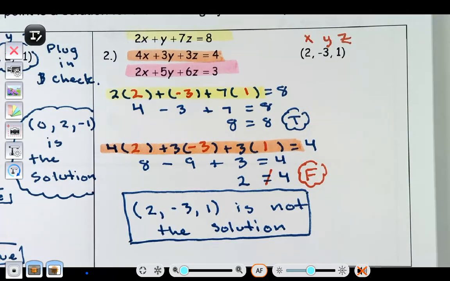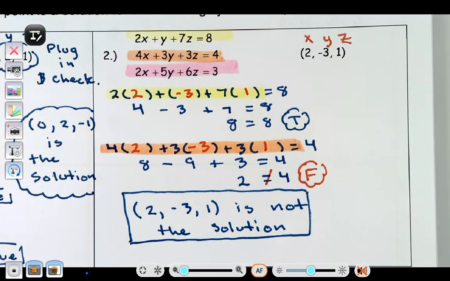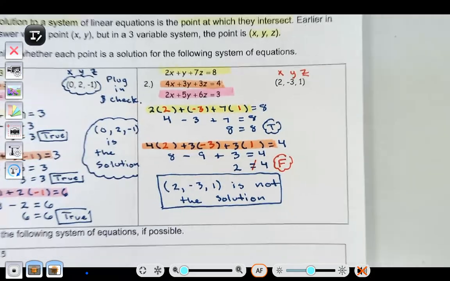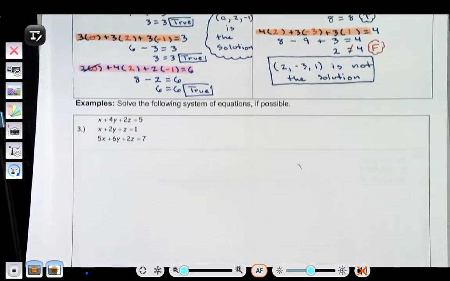Now, these problems were a little bit easier because we were just checking to see if that was the solution. The interesting part comes in when we have to find that point of intersection. So that's what we're going to do now. Just giving you a moment to catch up with the writing there. All right. Now, I'll give you a heads up. You may want to write kind of small as we go.